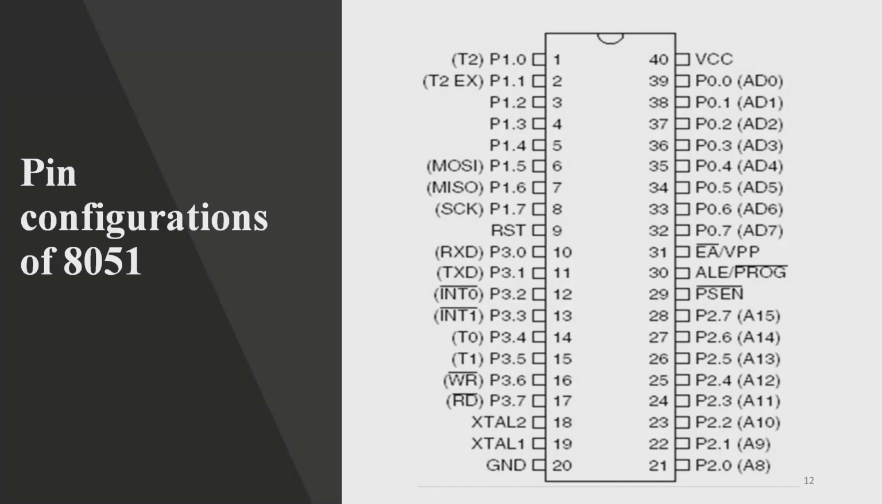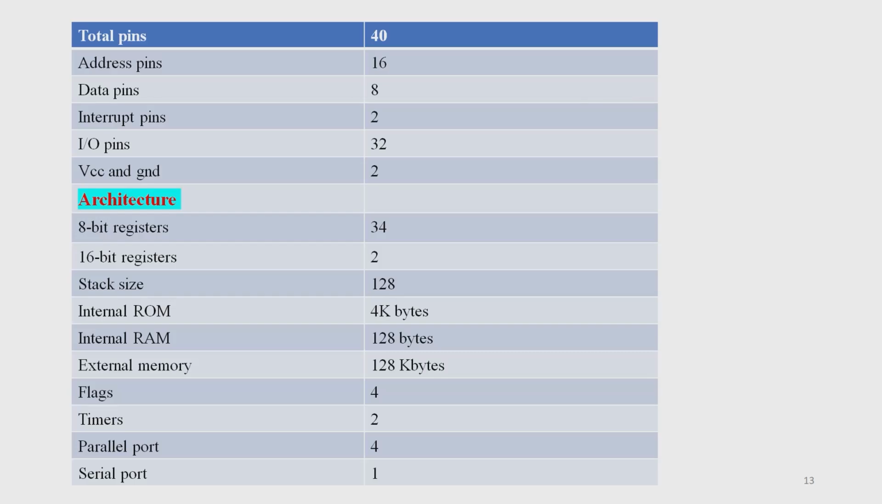This shows the pin configuration of the 8051 microcontroller. It has a 40 pin dual inline package, and many of the pins have dual functions, and we will discuss the pin configuration. The total pins are 40, and we have 16 address pins, 8 data pins and 2 interrupt pins, and for input output 32 pins are allotted, as well as 2 pins for the supply. In the case of architecture, here we have 34 8-bit registers and 2 16-bit registers.